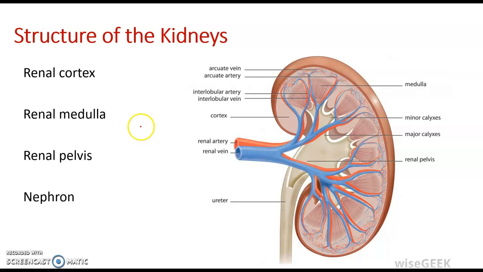The outermost region, the most superficial region, if you will, is called the cortex, or the renal cortex. Renal just means related to the kidney. The next deeper layer past the cortex is called the renal medulla.